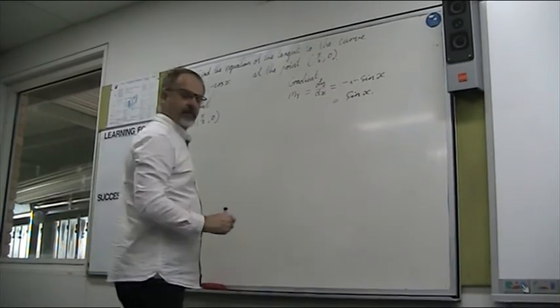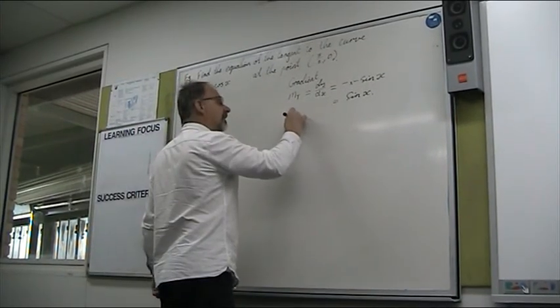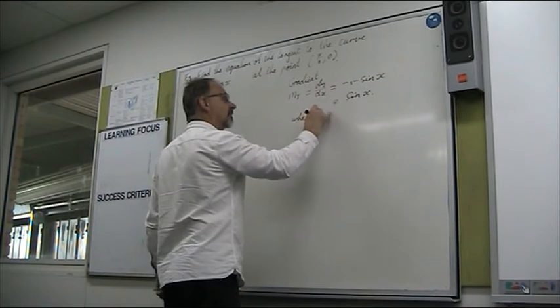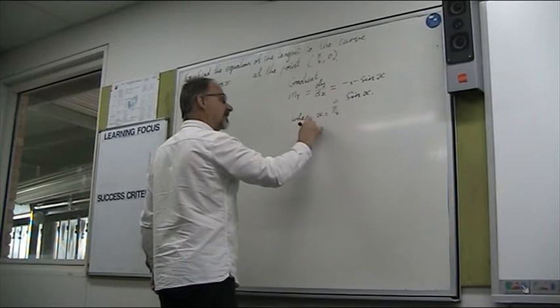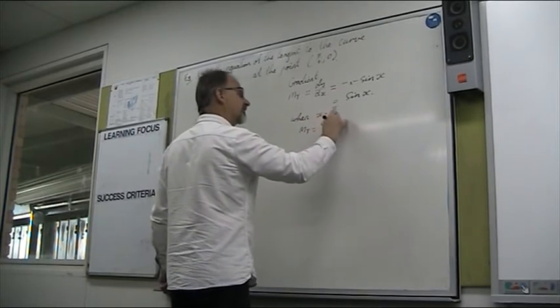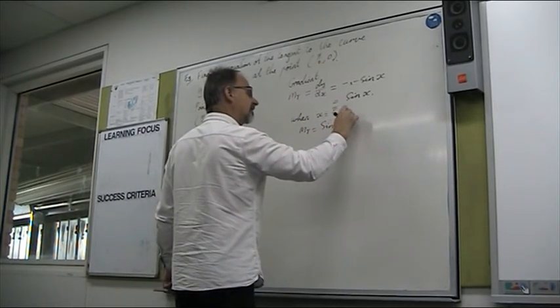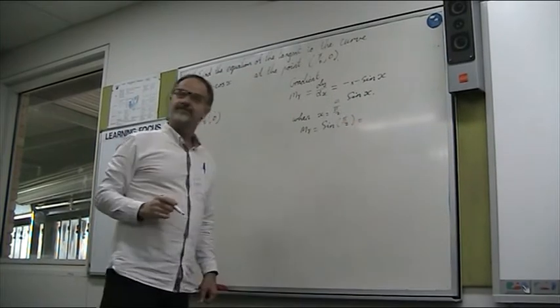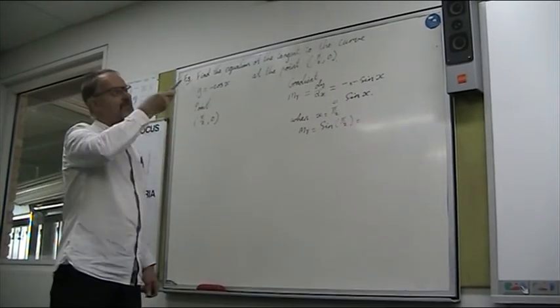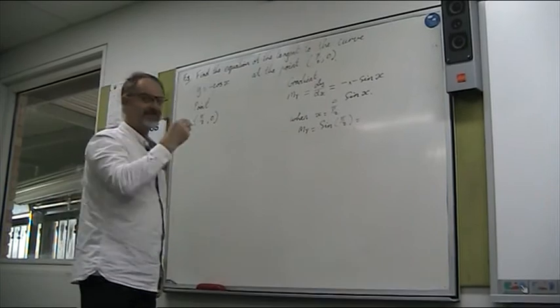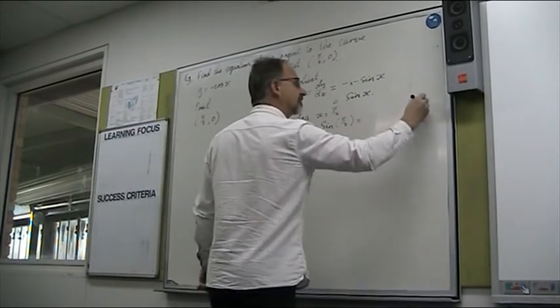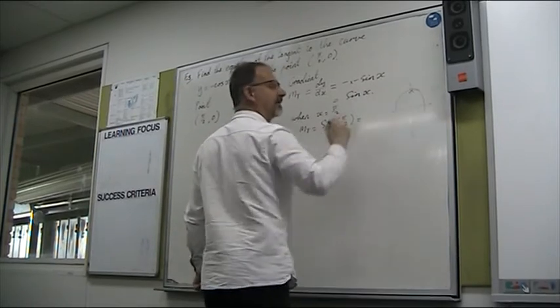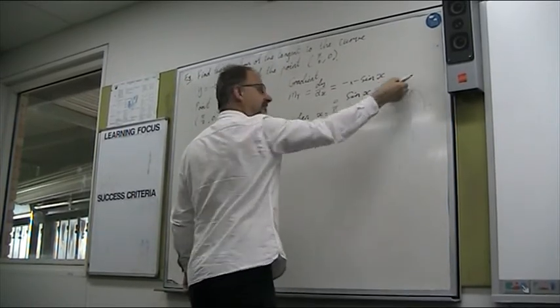So we want to know, of course, at a particular spot, and that's when x is equal to pi on 2. So the gradient of our tangent is the sine of pi on 2, which is one. There's our circle, pi on 2 is up here. Sine is 1.